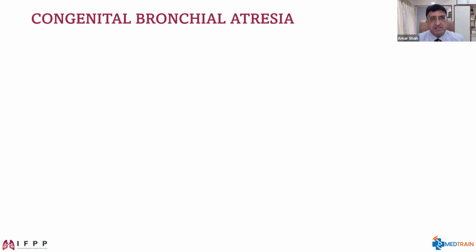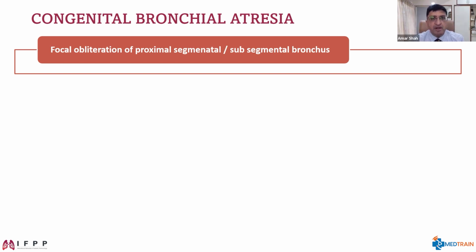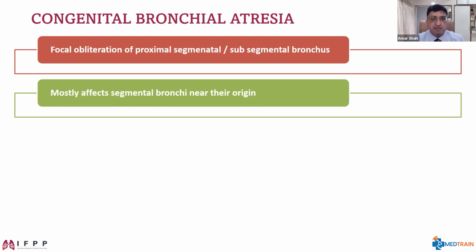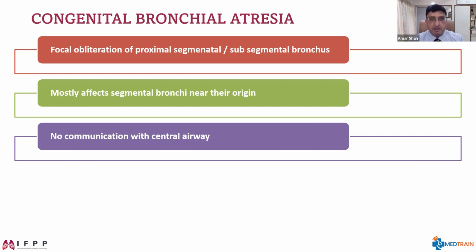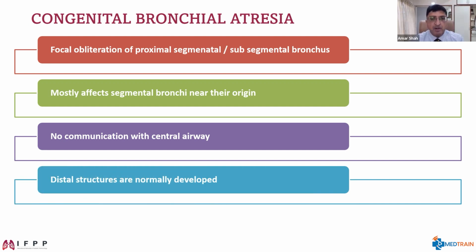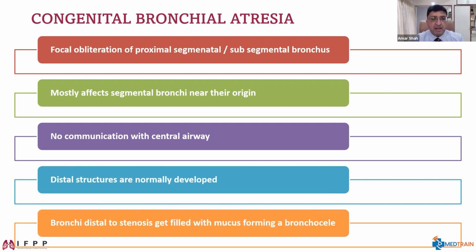Coming to the first problem, congenital bronchial atresia. Bronchial atresia happens because of focal obliteration of the proximal segmental or subsegmental bronchus. It mostly affects the segmental bronchi near their origin. There is no communication between this segment and the central airway. The distal structures are, however, normally developed, and the bronchi distal to the atresia get filled with mucus, forming a bronchocele. This happens because there is no communication with the central airway, and hence mucus gets collected, forming what is called a bronchocele.